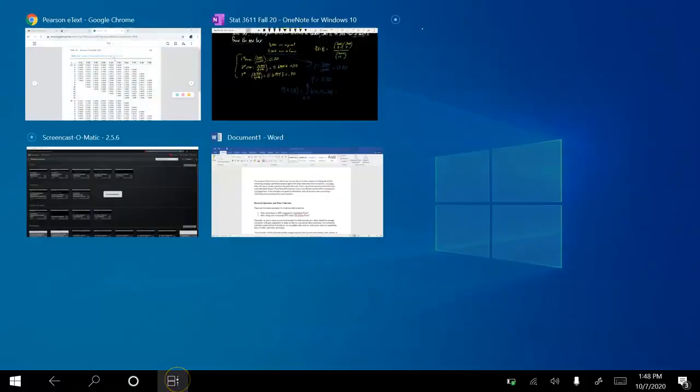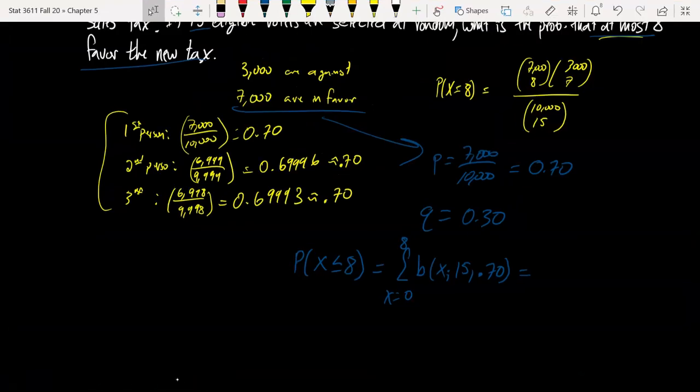Bingo. 0.1311. Approximately 0.1311. It's an approximation, but since the true probabilities would only change so far out, we can say that's probably relatively accurate. So about 13%.